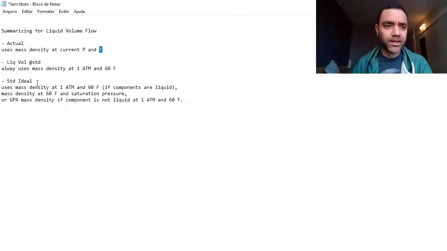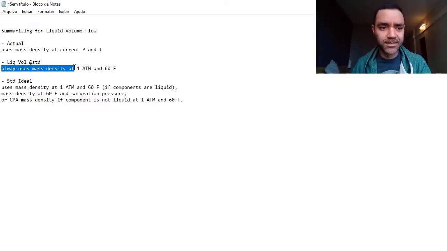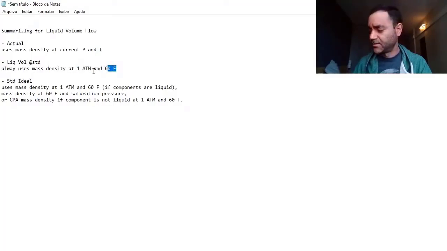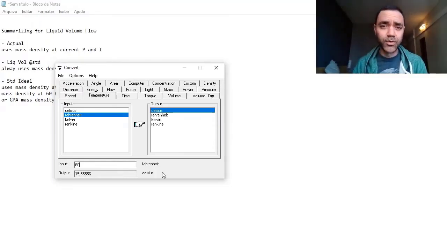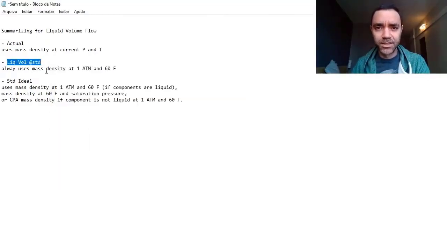However, there is also the liquid volume at standard conditions. In this case, Aspen Hysys always uses mass density at 1 atm and 60 Fahrenheit. It means that if you are running your process at 85 Celsius degrees or 60 Celsius degrees, the mass density of your system is different from the mass density considered by Aspen Hysys if you inform the liquid volume at standard conditions.